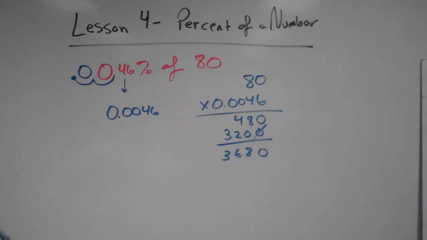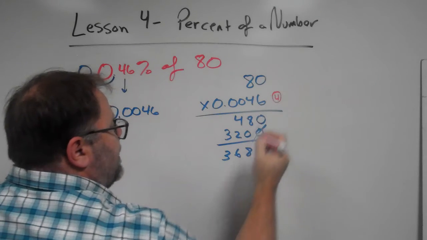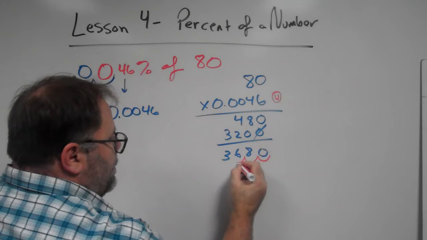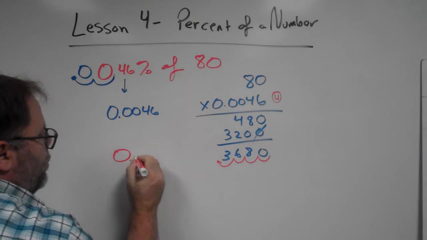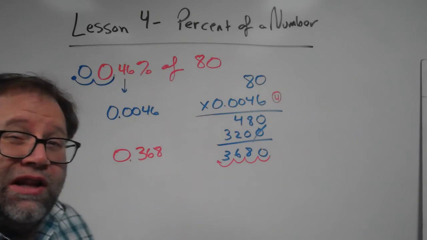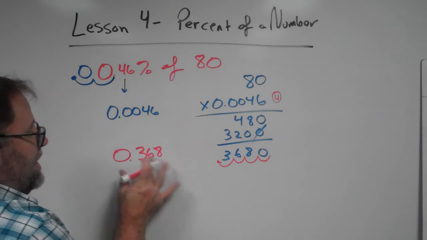Now, we go back and look here. We've got 4 decimal places here. And then we need to go 4 decimal places here to give us an answer of 0.368. We don't have to put the last 0 there because it doesn't have any value. So I'm going to leave it just like this.